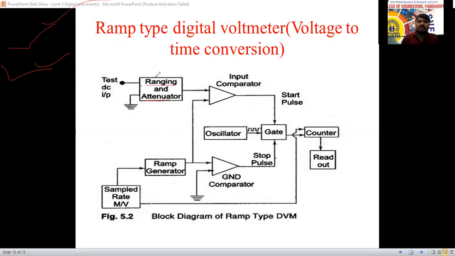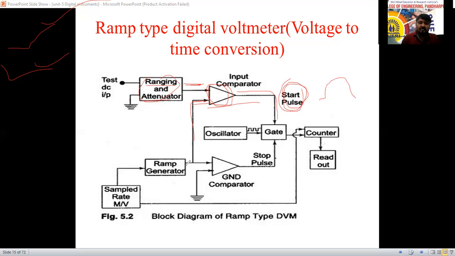and it amplifies if the signal is low. The output of this ranging and attenuator is given to the comparator. The comparator compares the input with the ramp generator signal. When the comparator compares them, it gives an output to the gate, and the signal starts to flow. So it gives the start pulse.